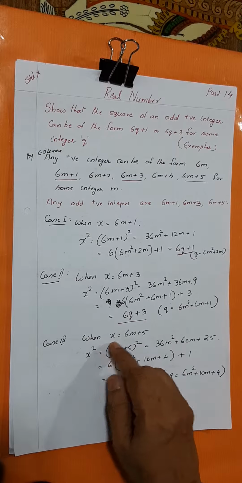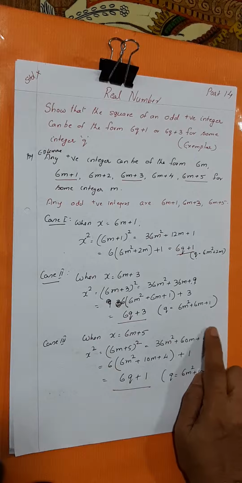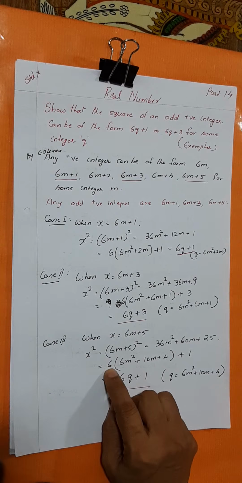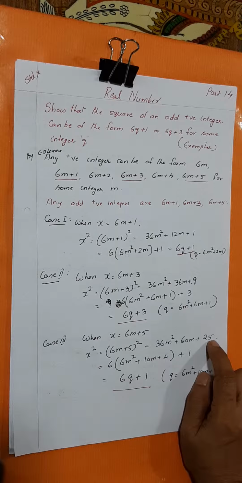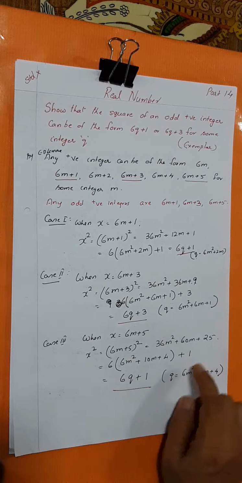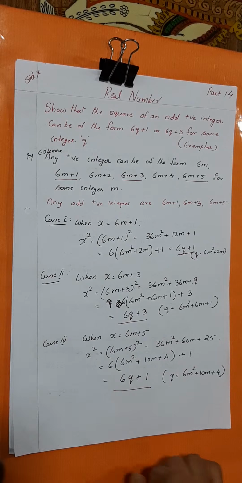And then when x is equal to 6m plus 5, x squared is equal to, here again 25, we have to of course take 6 as a common factor. So 6 into 4 is 24, so the remaining will be 1. So plus 1. So this will take the format of 6q plus 1 where q is equal to this.